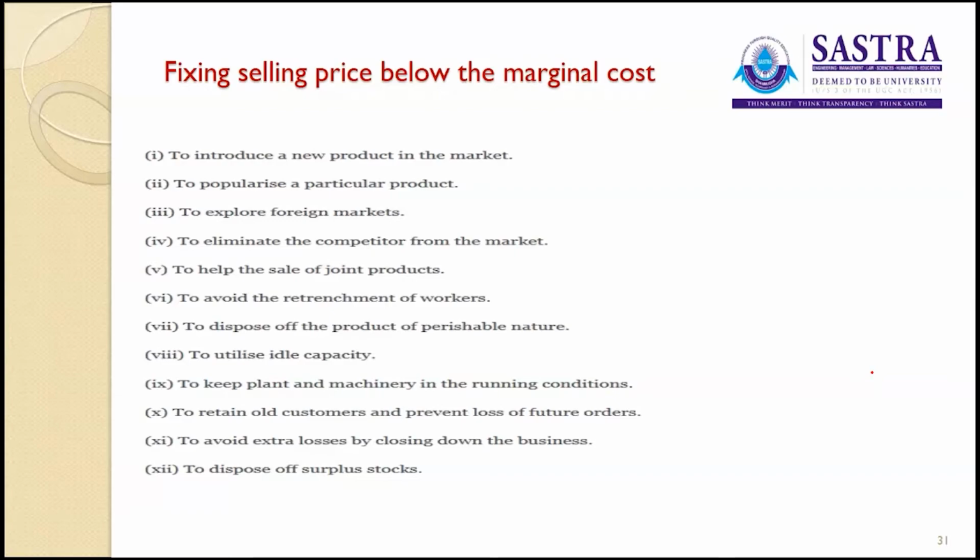Next is to popularize your particular product, to explore your foreign markets. When you go for your foreign markets, even when you're below your marginal cost, you can go for accepting your foreign orders. Then to eliminate the competition from the market. If a new entrant is coming in the market, then you want to withstand or drive away the new entrant, then you will go for cutting of your prices below your marginal cost.